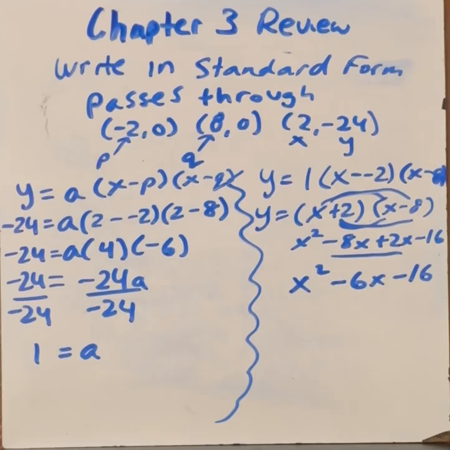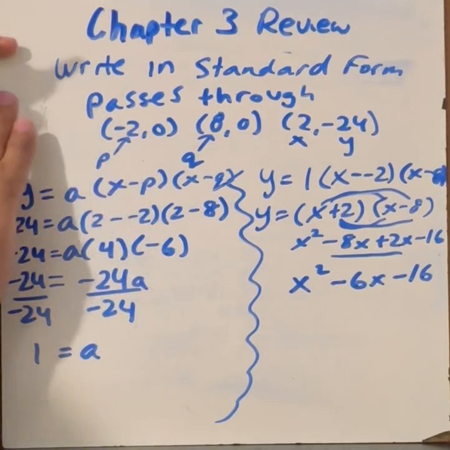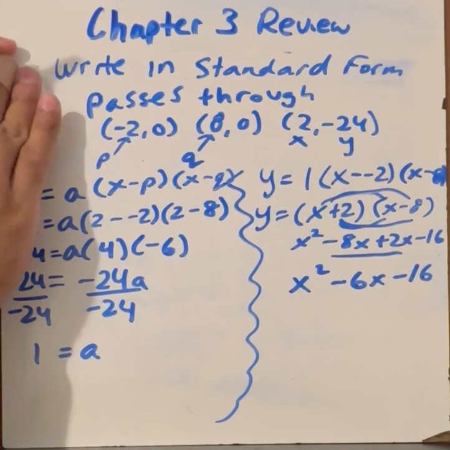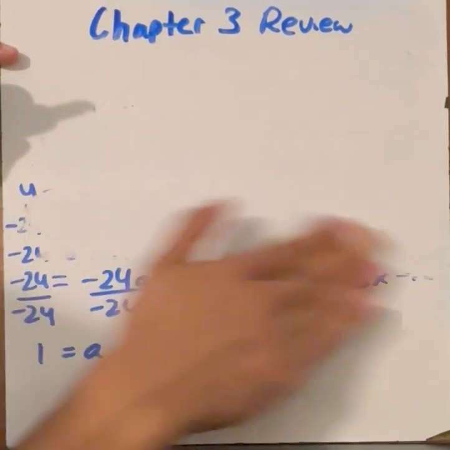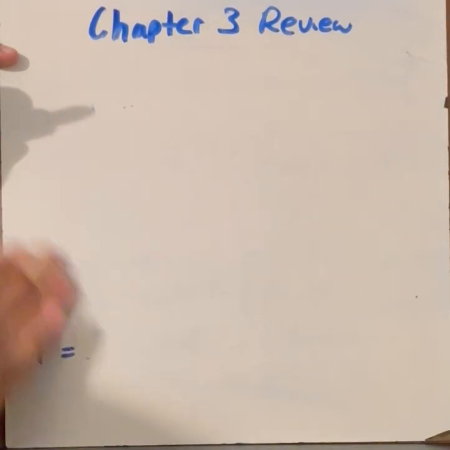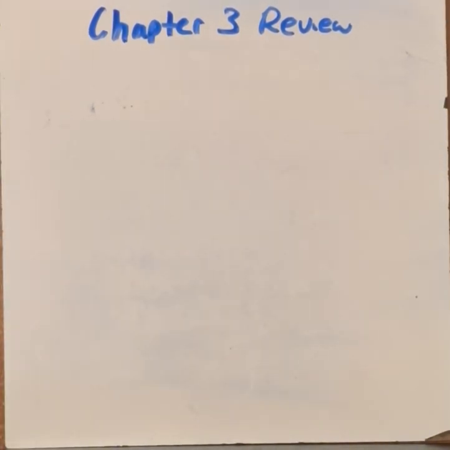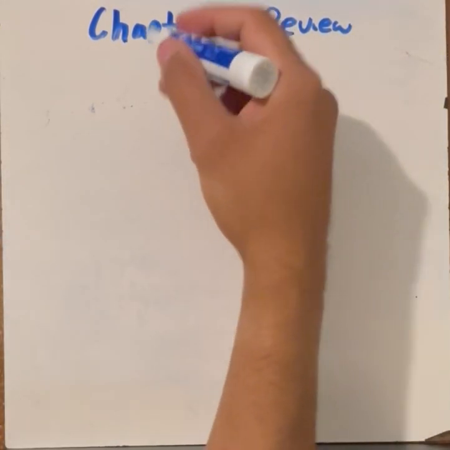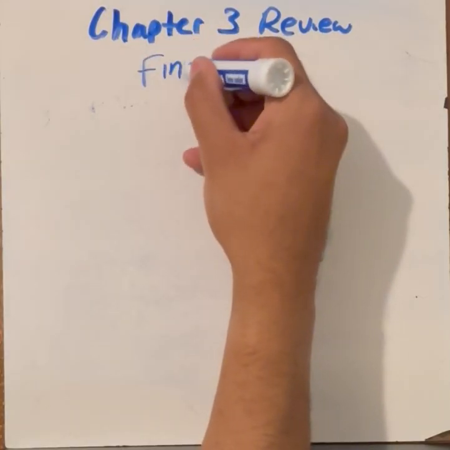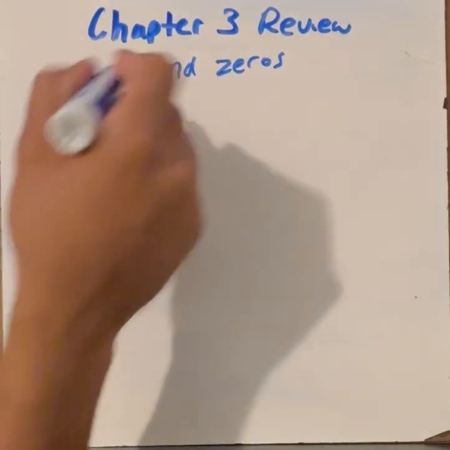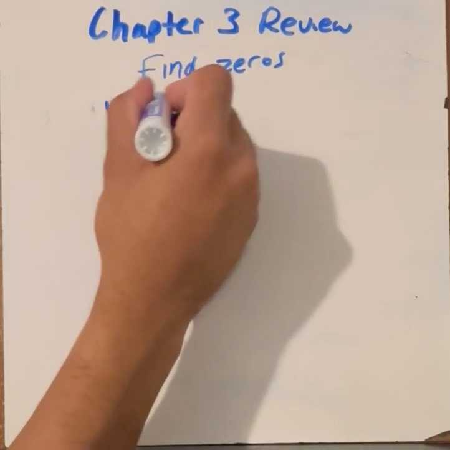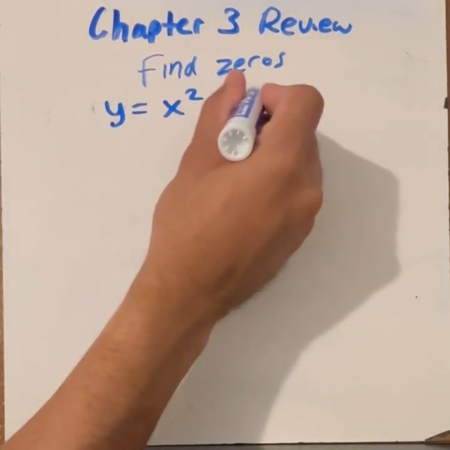So let's go ahead and take a look at the next question, which is a different concept, which goes back to finding the zeros. So find the zeros of the function. The function is y equals x squared minus 25.